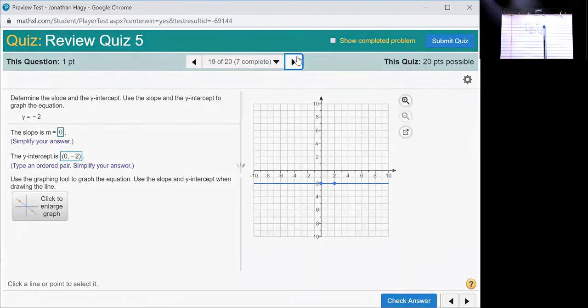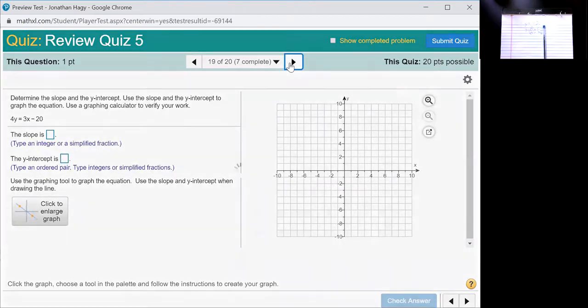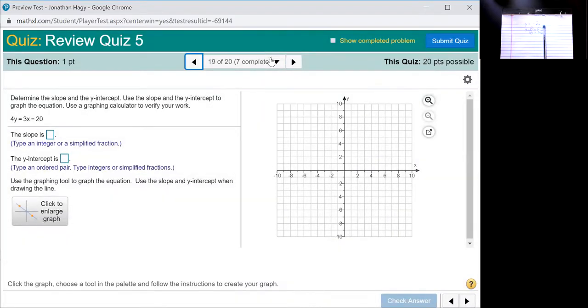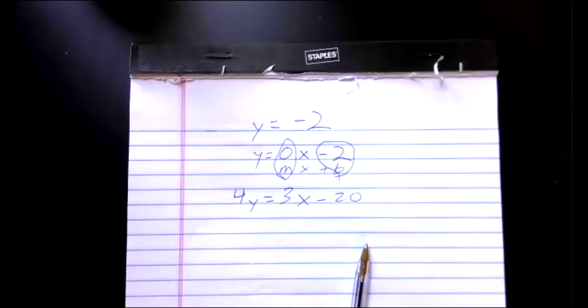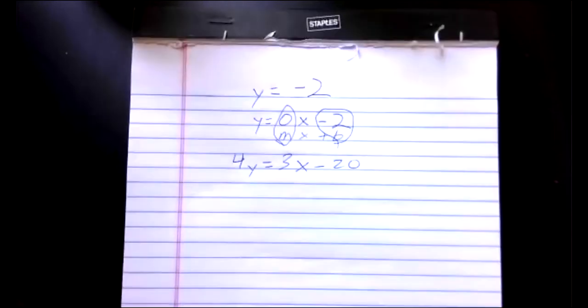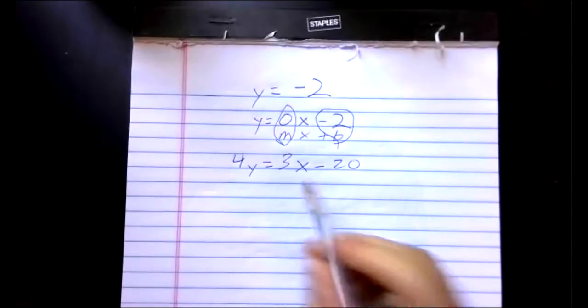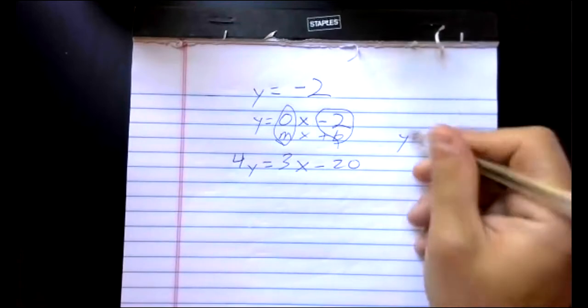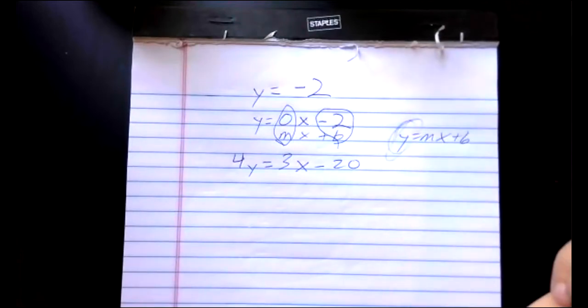What else? Yeah, let's try this one. 4y is 3x minus 20. Now we have to do a little prep work before we can graph this. This is not in the right format. We want y equals mx plus b format, which means we want just y by itself.